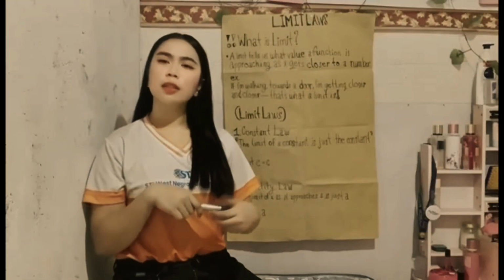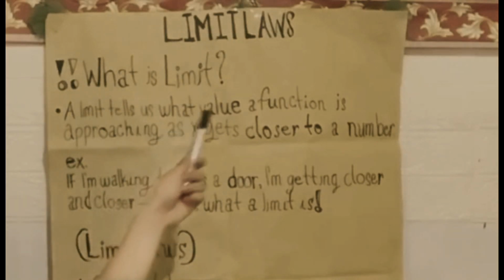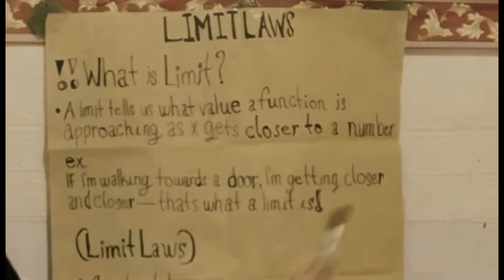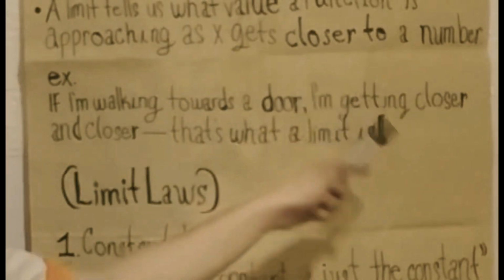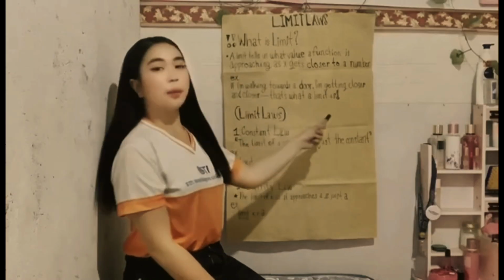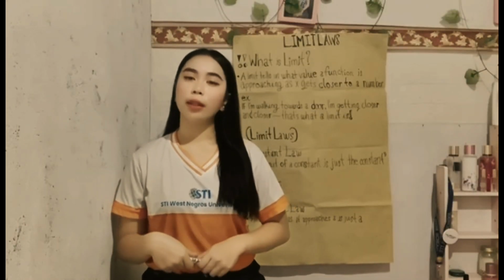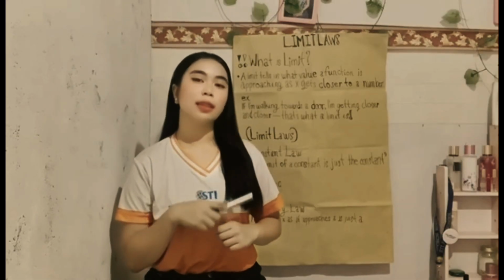Let's go! Before knowing the limit laws, let us first understand what a limit is. A limit tells us what value a function is approaching as x gets closer to a number. Think of it like this. I'm walking towards a door, I'm getting closer and closer. That's what a limit is. For example, if x gets closer to 2, what happens to f of x? That approaching value is the limit.